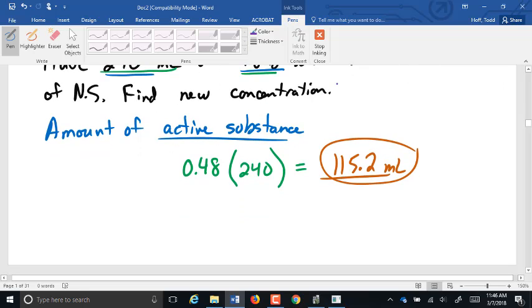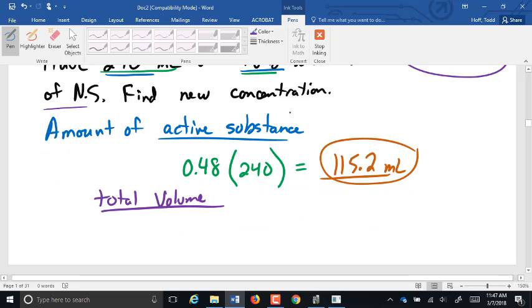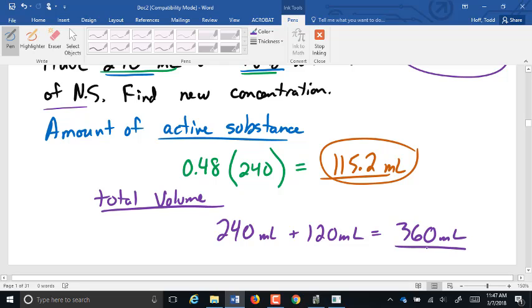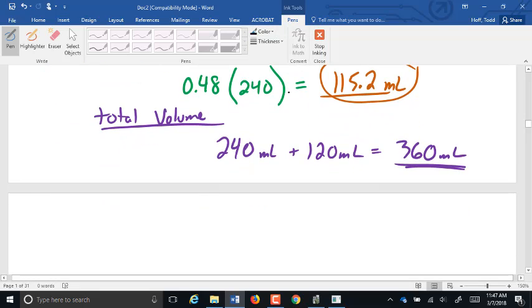We are adding 120 milliliters of 0% to that. So our total volume is now going to be the 240 milliliters plus another 120 milliliters, giving us 360 milliliters of total volume. Well, we still have only the 115.2 milliliters of active ingredient.